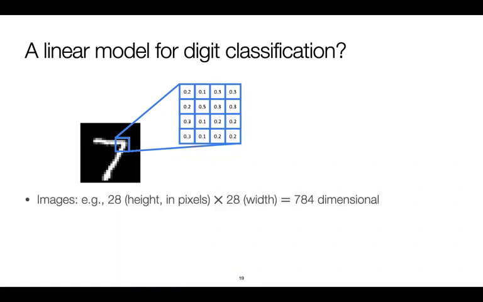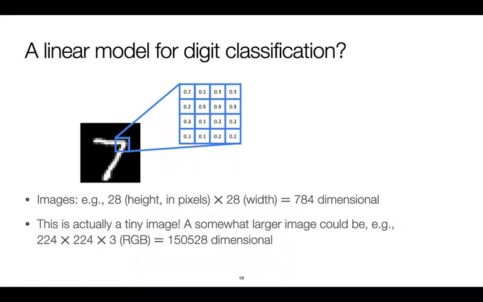So an image, for example, in the MNIST data set would be 28, which is the height in pixels, times 28, which is the width, which is 784 dimensional. So there are 784 dimensions to our input. The example that I gave first had x1 and x2. Now we have x1, x2, x3, x4, and so on, all the way up to x784. This is actually a really tiny image. A somewhat larger image that we might work with could be, for example, 224 pixels in height and the same in width. And then it's a color image, so it has three color channels, RGB, and all of a sudden this blows up orders of magnitude to be over 150,000 dimensional.